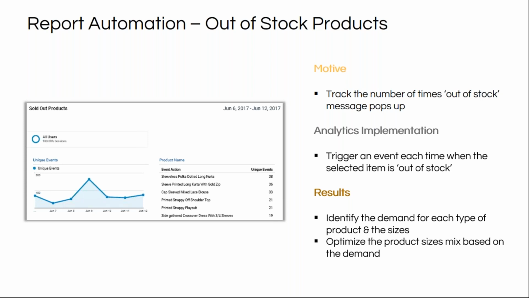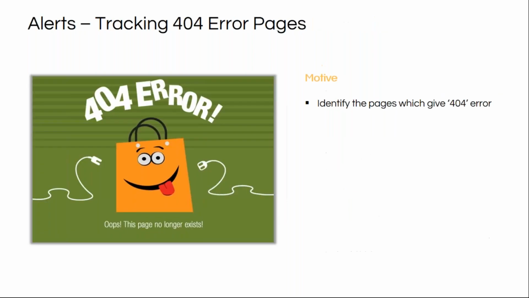So at the end, we automated the report on a monthly and weekly basis, so that the business owner can get an idea about the demand for a particular product and type of product. Ideally, based on these reports, we can optimize the product sizes for a certain type of product, and also as a whole.